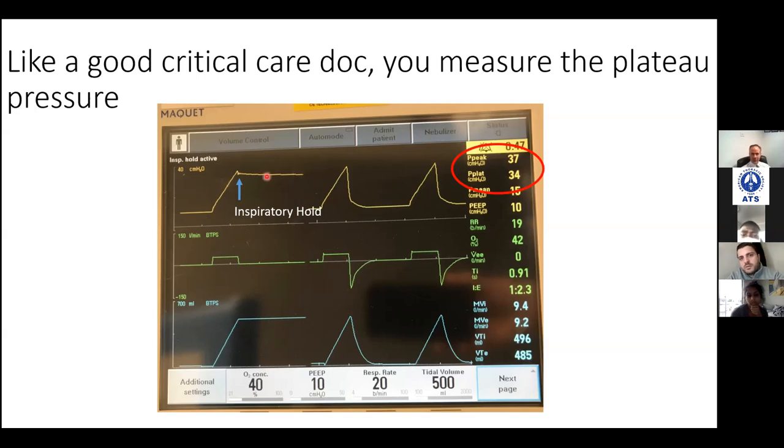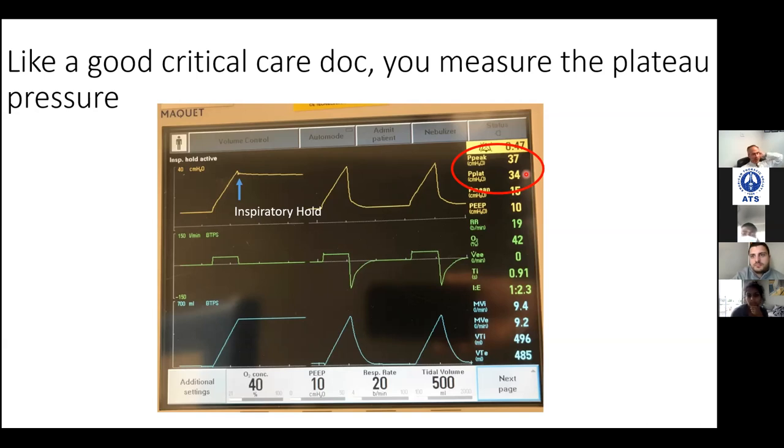Is this a lot lower than this? No. All right, so just visually, it looks like the plateau is pretty high. And if we look over here, what do we see? The difference is only 3, which is pretty low. And the plateau is 34. What do you think about a plateau of 34? Too high, exactly.